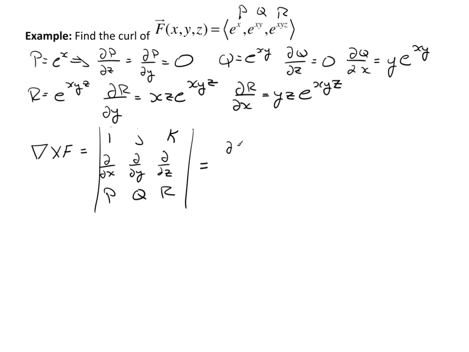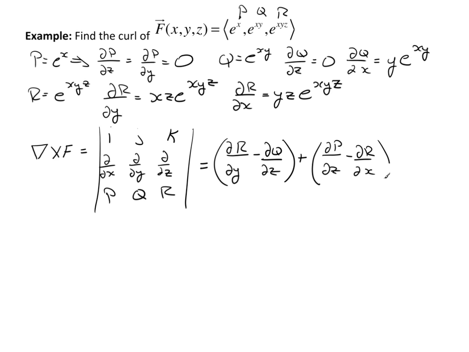And when I do this, I'm going to have the partial of R with respect to y minus the partial of Q with respect to z, i. And I know this is actually going to be a plus because remember they get turned around, which is going to actually end up giving me the partial of P with respect to z minus the partial of R with respect to x. And by turned around, what I mean is, remember earlier that negative was factored out to give me a positive here. And then this could be a j. And this last component is going to be the partial of Q with respect to x minus the partial of P with respect to y, k. So that's my curl.